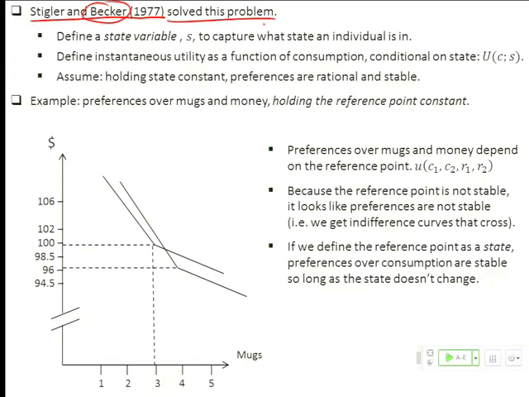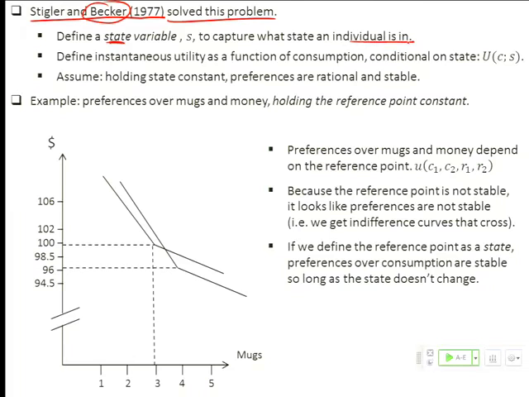They came along and solved this problem in an extremely elegant manner, and this is a really fabulous paper if you can get through it. Basically, what they said is, look, for any situation where you think preferences depend on the state, let's just define a variable S that will capture what state an individual is in. One of their main working examples is the acquisition of taste for classical music, and S is how much classical music you've listened to in the past.